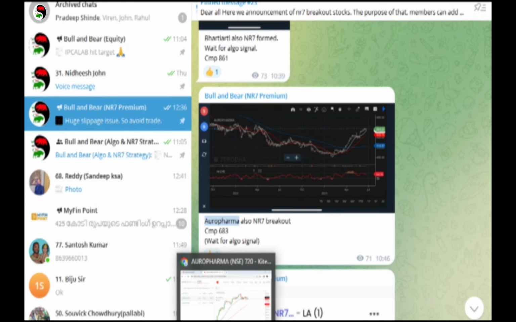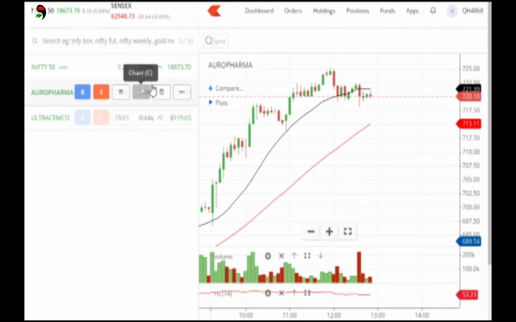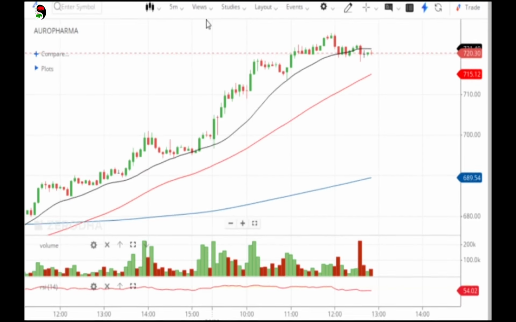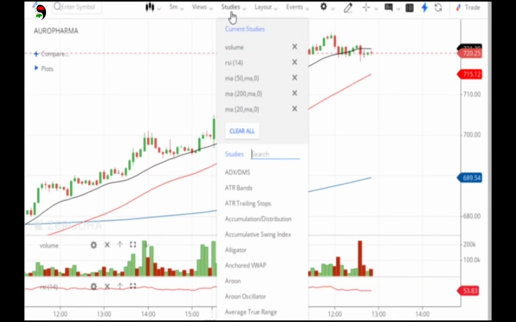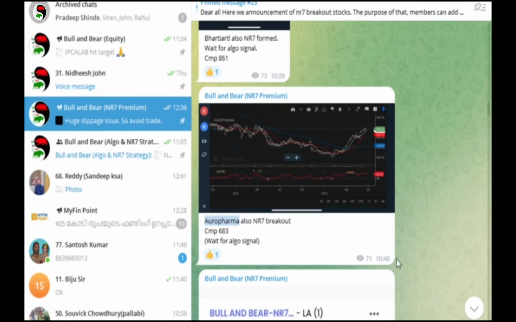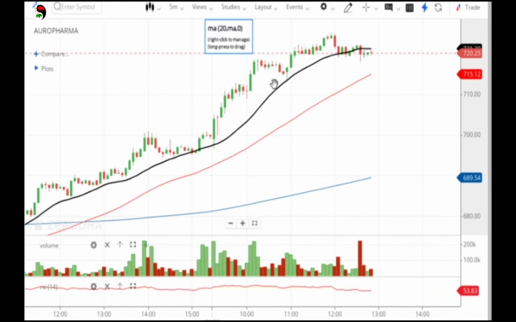So here we have the chart of Aero Pharma, and we'll be setting it to full screen. We'll be setting the chart to 5 minute candlesticks, and as I already told you, we'll be including indicators like moving averages of 20, 50, 200, RSI, volume, etc. to the chart. So we'll be finding the candle of 10:46, the time when I mentioned that this particular stock has satisfied the NR7 strategy.